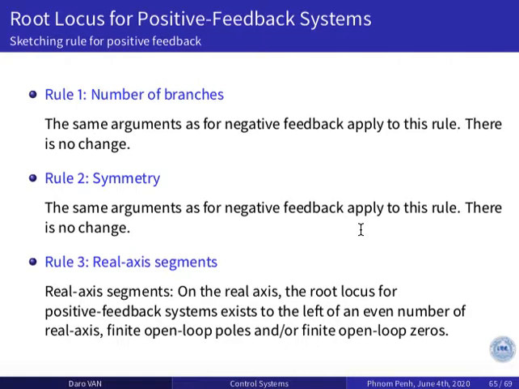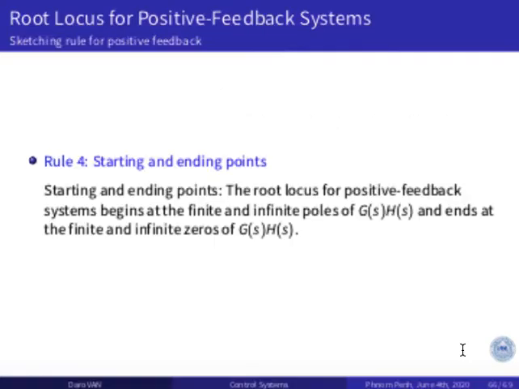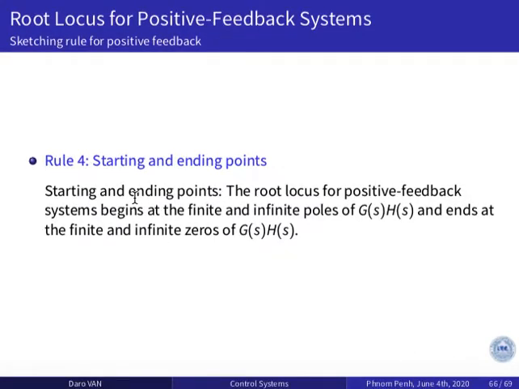Number 3 is about real axis segment. On the real axis, the root locus for positive feedback system exists to the left of an even number of real axis finite open loop poles and/or finite open loop zeros. And rule number 4 is starting and ending point. The root locus for positive feedback system begins at finite and infinite poles and ends at finite and infinite zeros, the same as the previous negative feedback.